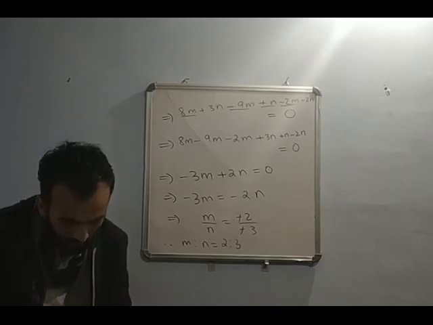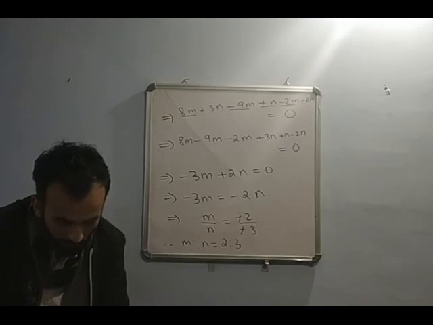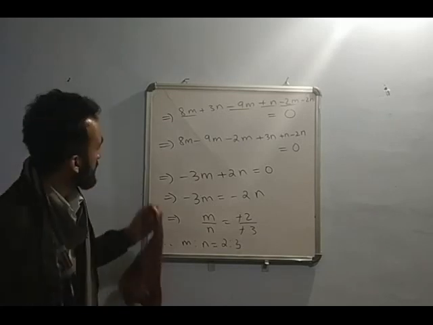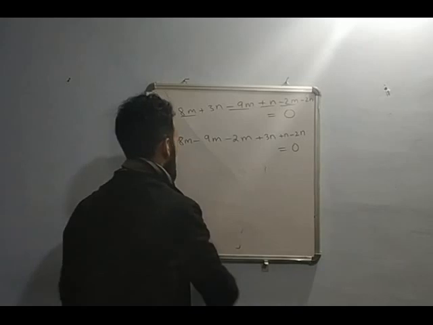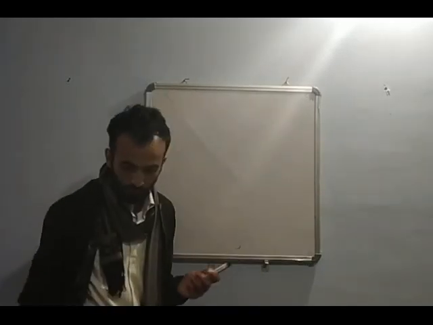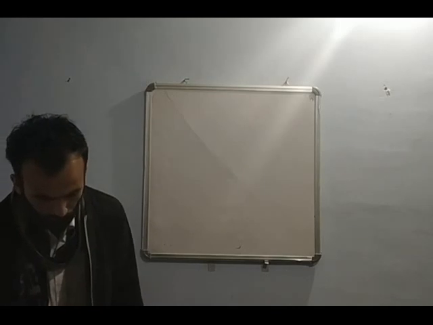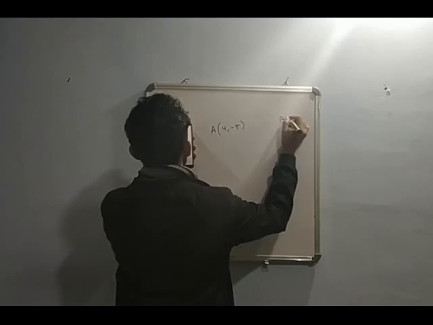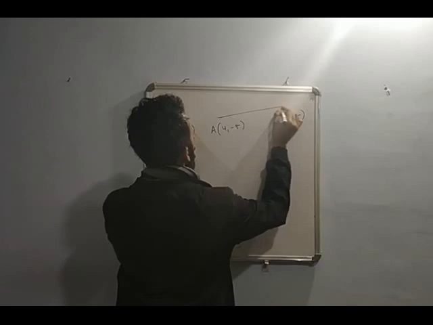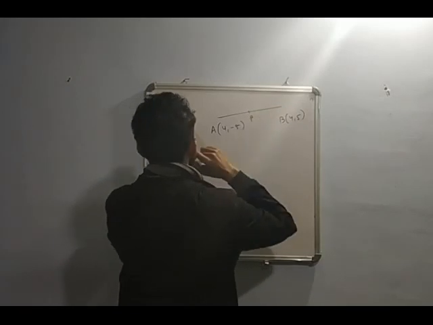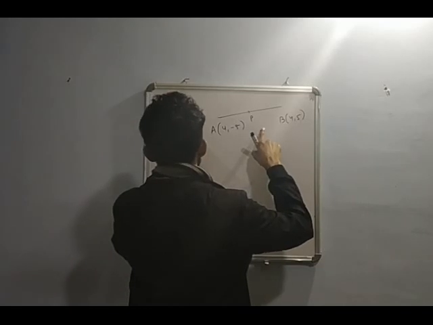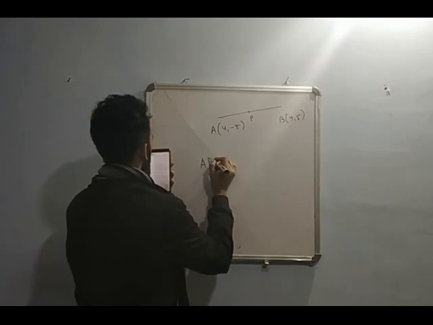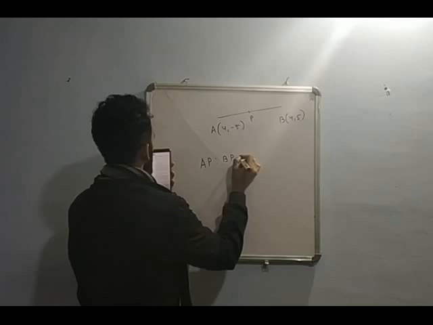Question number 10. The line segment joining the points A and B, where A is (4, -5) and B is (4, 5), is divided by point P such that AP is to BP is nothing but 2 by 5.